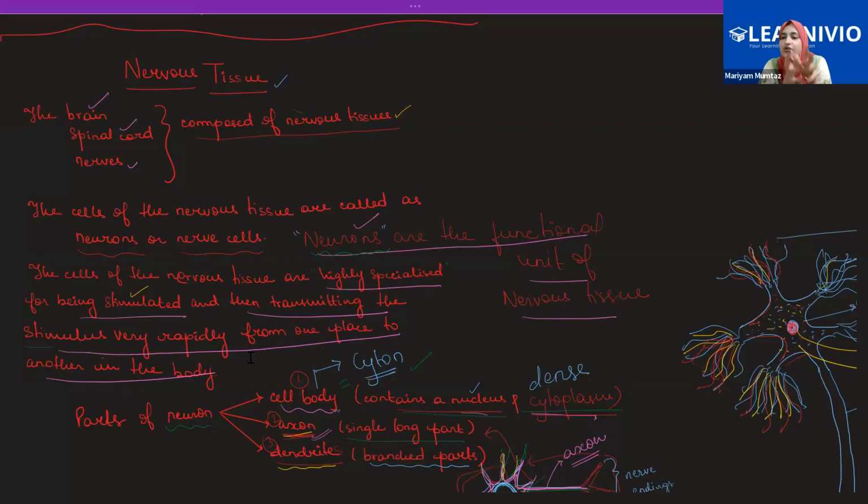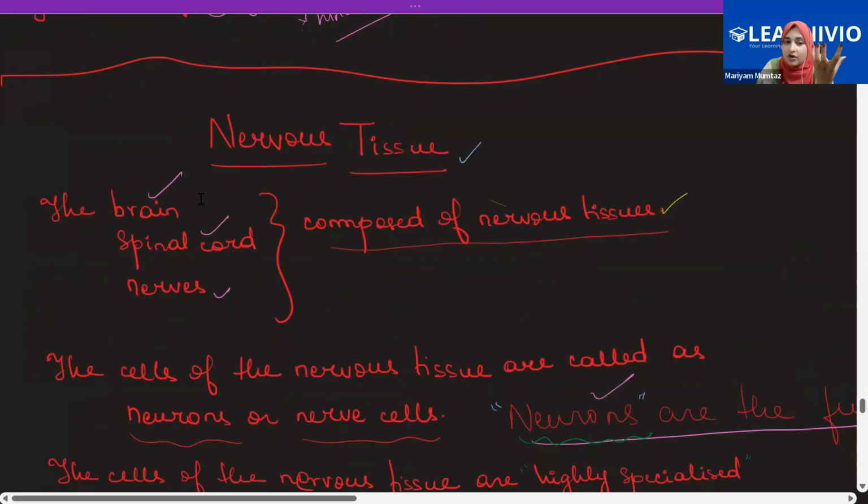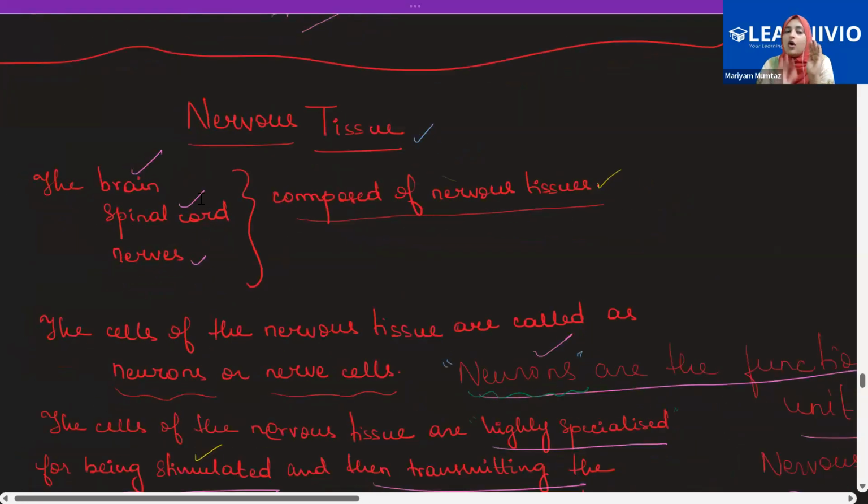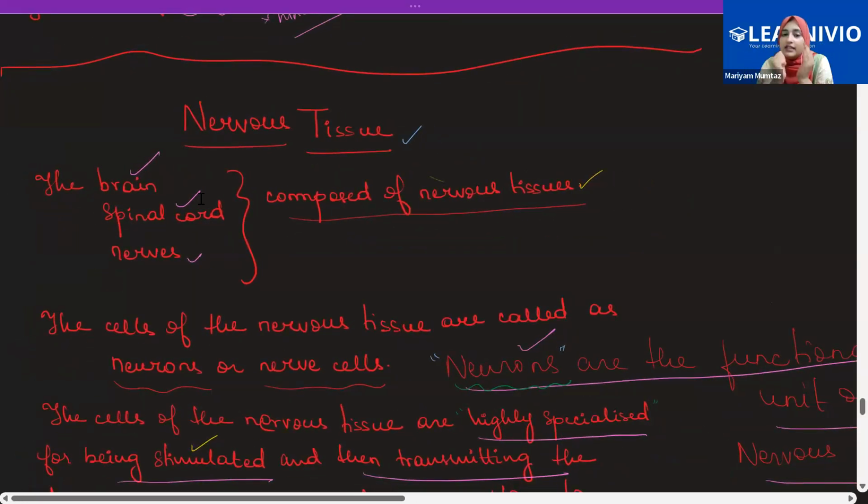Now, nervous tissue is that tissue of which the whole entire nervous system is made up. Okay, so it is that tissue which makes up the whole entire nervous system. Basically, the brain, the spinal cord, the nerves, these are all composed of the nervous tissues of our body.